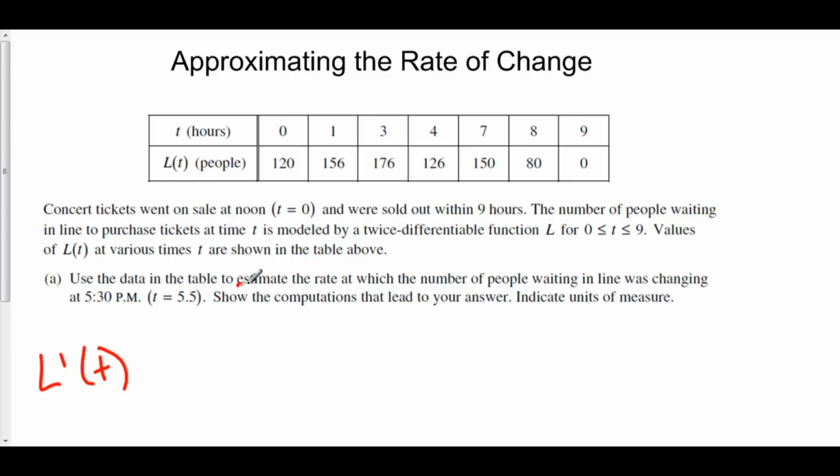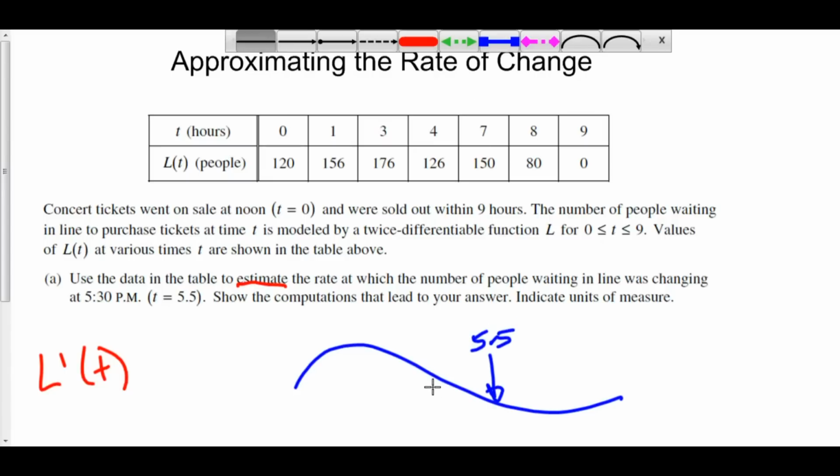Now, of course, we are asked to estimate the rate of change because we don't actually have a function for L. Instead, we have different values for what L is at different times t. So let's consider this for a second. The derivative is the slope of the tangent line of L. Well, let's take a look at some sort of L. Let's say L looks something like this. And we want to look at, for example, t equals 5.5.